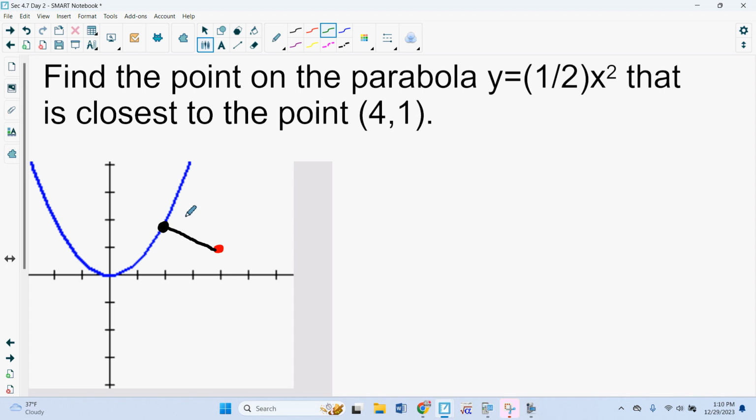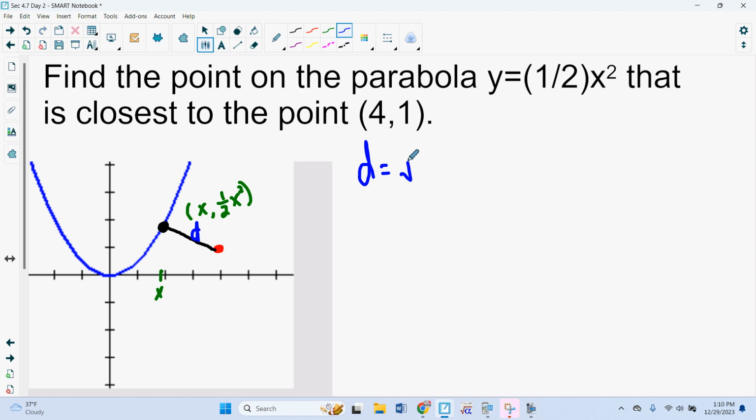And that point is going to be the point (x, 1/2 x squared). So wherever that x is, it looks like it's maybe close to 2, but wherever that x is, the y coordinate will be 1/2 x squared because that is our function. So the way that we want to find this distance that we're trying to minimize between these two is we're going to use the distance formula.